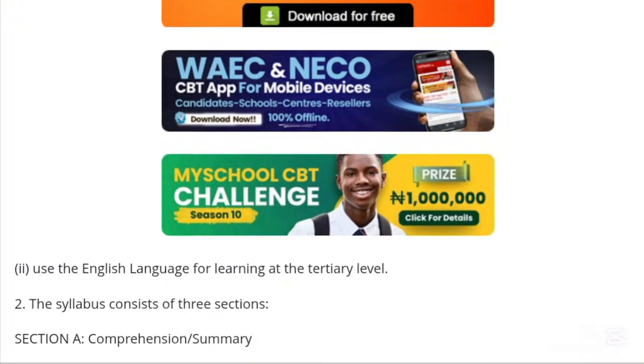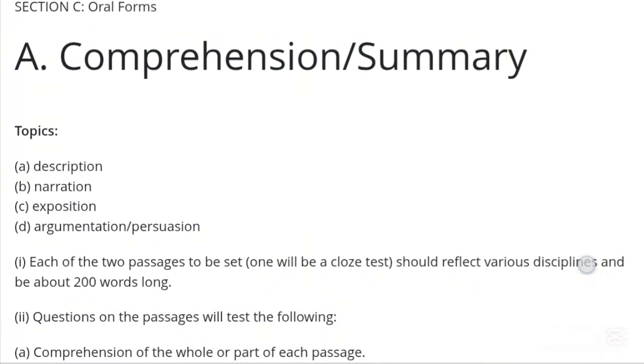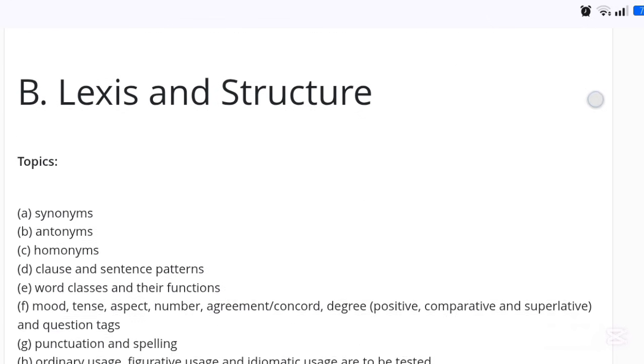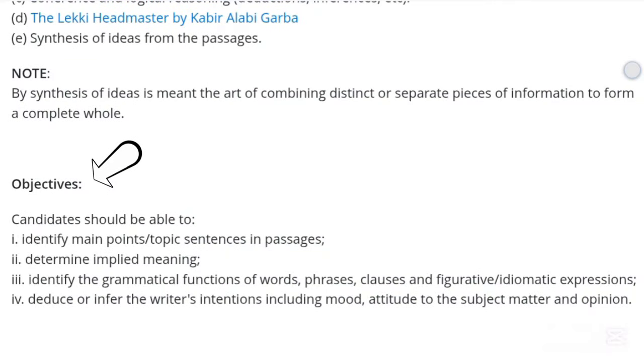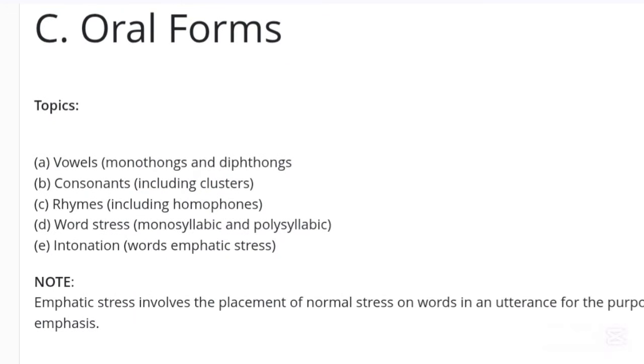There are 3 sections in English. Section A is comprehension and summary, section B is lexis and structure, while section C is the oral forms. So the objectives of section A is to identify the comprehension and summary part, then determining the implied meaning of sentences, identifying grammatical functions of words, then phrases, clauses, and figurative and idiomatic sentences. Then for test of oral, we have consonants, vowels, stress, intonations, all those things. They're under the oral forms in section C.